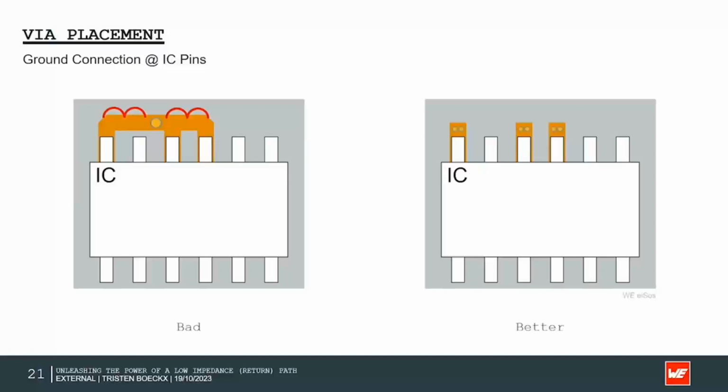When we then zoom in on the same topic, we can see on the left side that there is again an inductance induced, which creates an impedance. Also, as you can see on the right, it is better to place multiple vias connected to the IC, connecting ground planes or voltage planes.